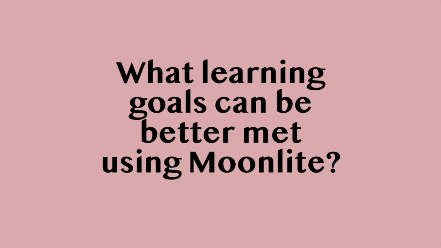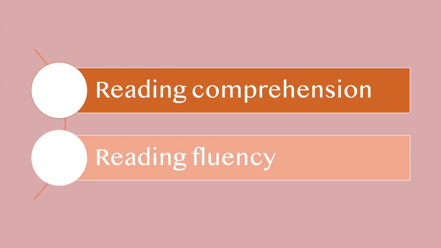What learning goals can better be met using Moonlight? Reading comprehension and reading fluency. Reading comprehension will help them to be able to retell a story and understand what the story is about, rather than just focusing on how to read the story. Reading fluency: having someone else read a story to them and having them listen to that will allow them to pick up the clues on how to read a story in the future.